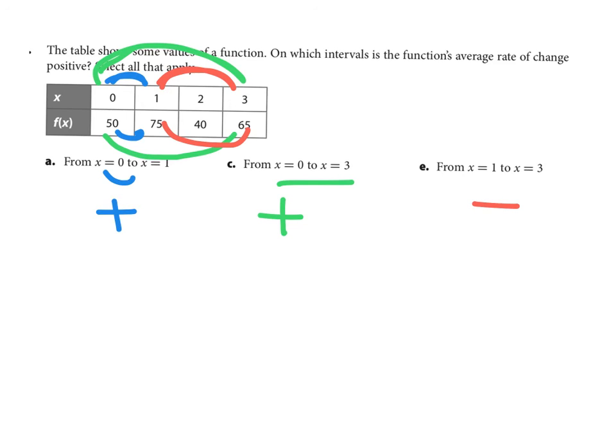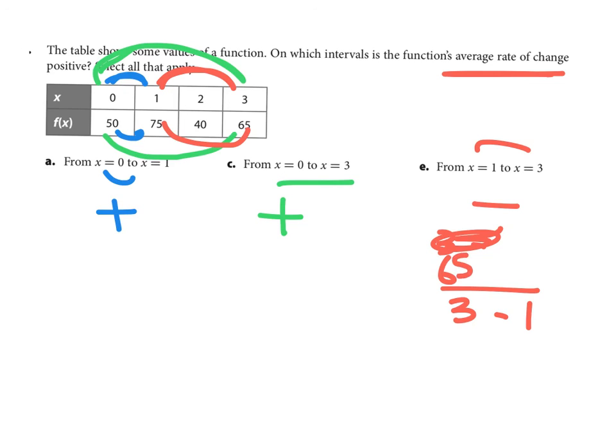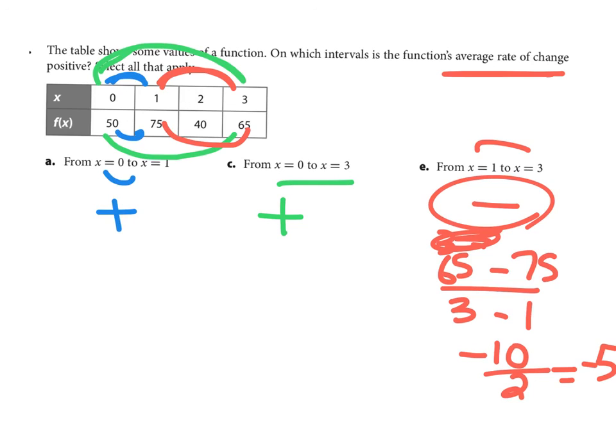And let me show you this one more time before this video ends. If you wanted to find out exactly what the rate of change was, let's do this last one. You do your x minus x on the bottom, and on the top, put your y's. The y that goes with the 3 is a 65. The y that goes with the 1 is a 75. If you subtract the top, you get -10. If you subtract the bottom, you get 2. -5. We knew it was negative already, and this is -5, rate of change.